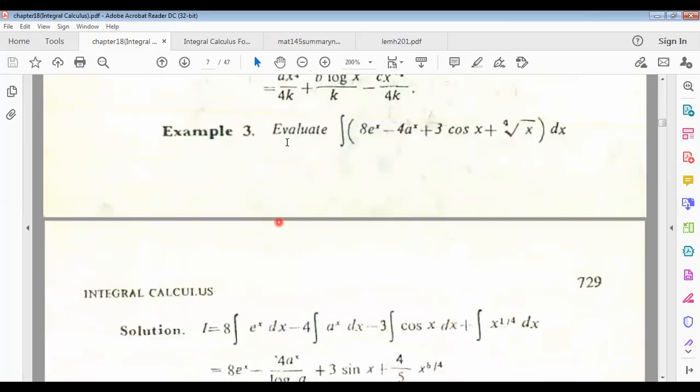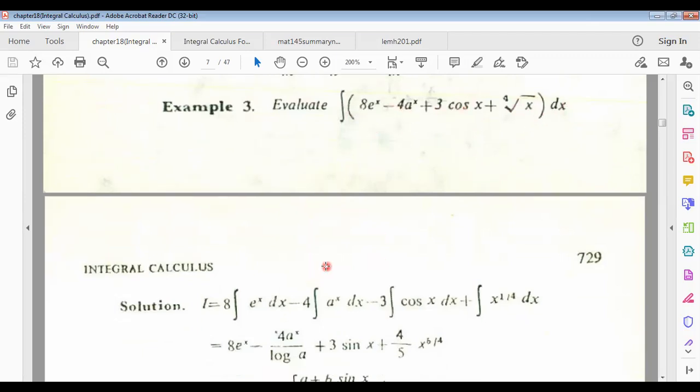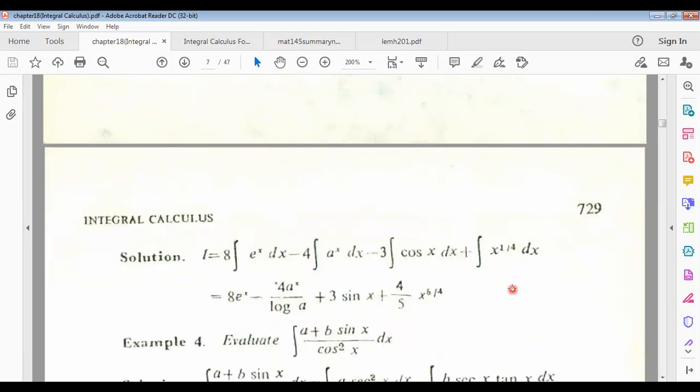Now example 3. Integration of 8 e to the power x minus 4 to the power x plus 3 cos x plus cube 4th root of x. Okay, how can we find this integration? First of all, we have to use the sum rule. Integration of this minus integration of this plus integration of this one plus integration of this one. Just separating all terms, we give the integration operator.